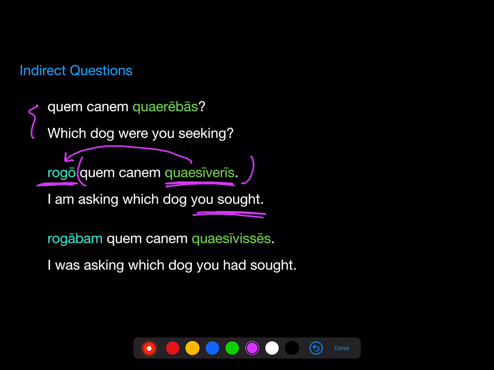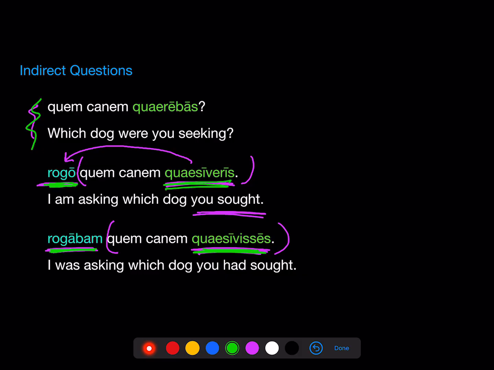Now let's put the same indirect question, but after a verb in past time. Rogabam. I was asking which dog you had sought. So now we have a pluperfect subjunctive. So we've taken this direct question after a present tense verb, and it's going to end up with a perfect subjunctive. After a past tense verb, it's going to end up with a pluperfect subjunctive.